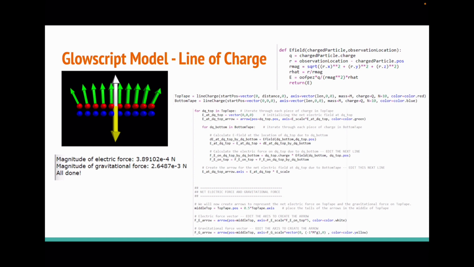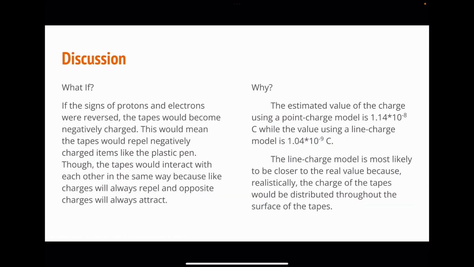If the signs of protons and electrons were reversed, the tapes would become negatively charged. This would mean the tapes would repel negatively charged objects, like the plastic pen, though the tapes would interact with each other in the same way because like charges will always repel and opposite charges will always attract.